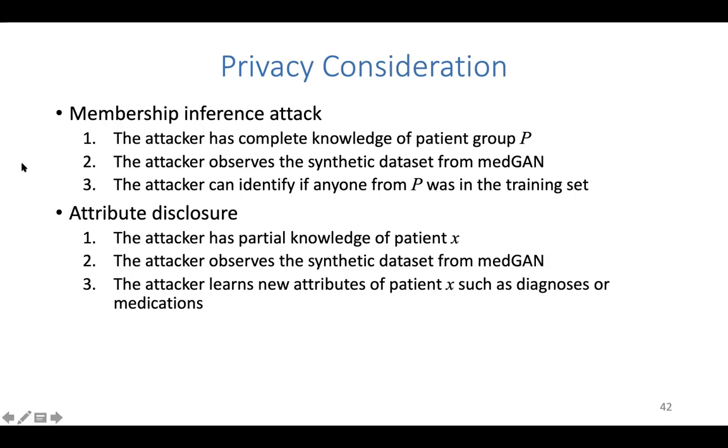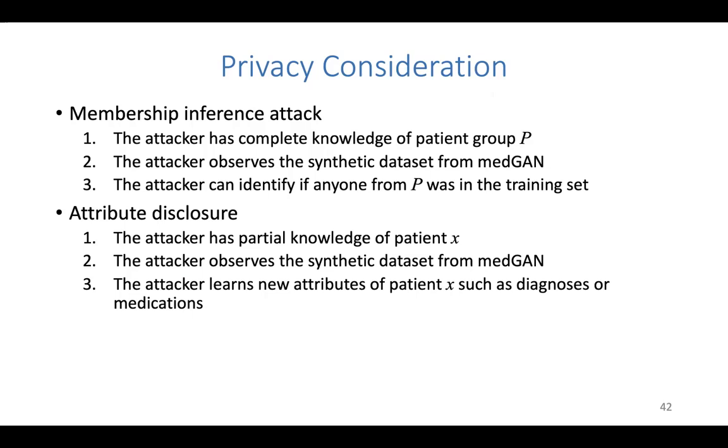So we do two privacy attacks. One is membership inference attack, and another is called attribute disclosure attack. Membership inference is actually a pretty straightforward concept. The attacker has complete knowledge of a patient group P. For example, the attacker knows the complete records of John, Mary, Stuart, and Sarah, and some number of other people. So the attacker already has complete knowledge of some number of people, and the attacker observes the synthetic data set from MedGAN. So MedGAN is a synthetic data generator.